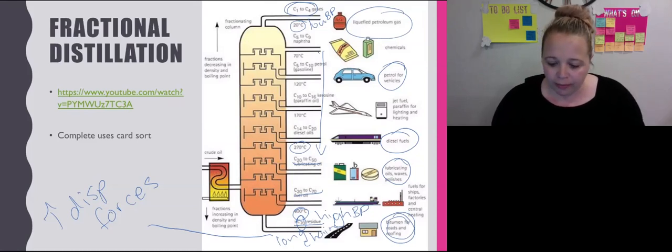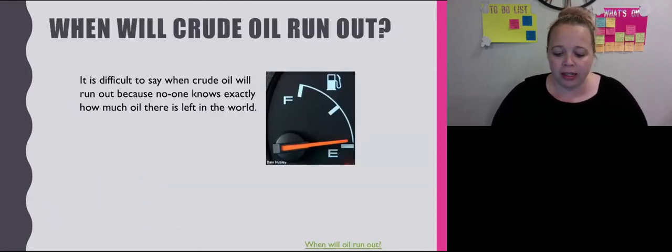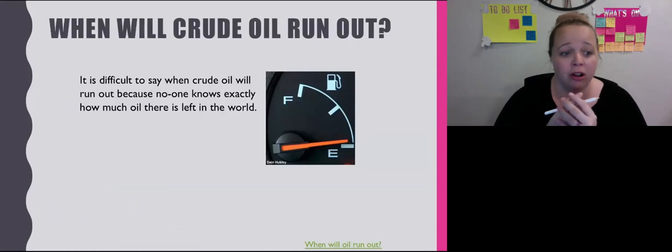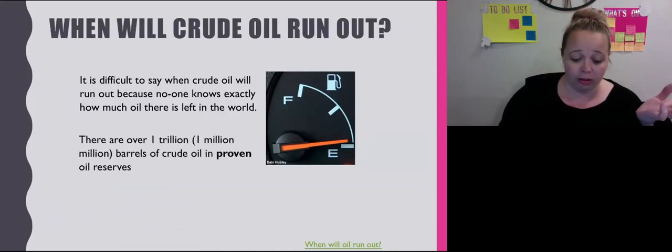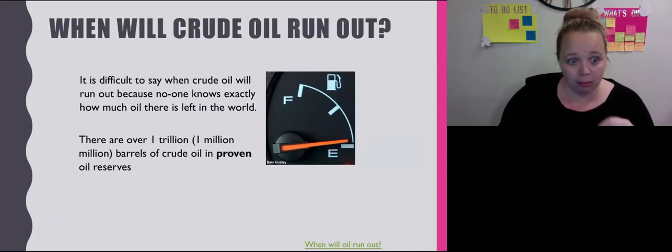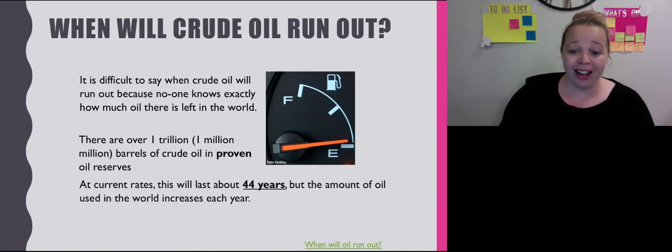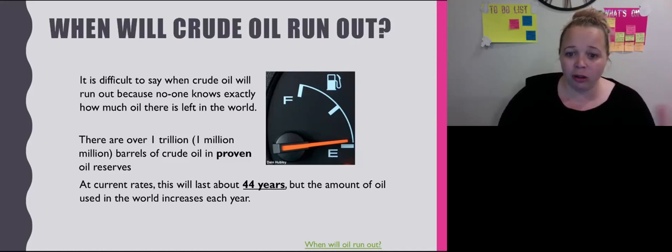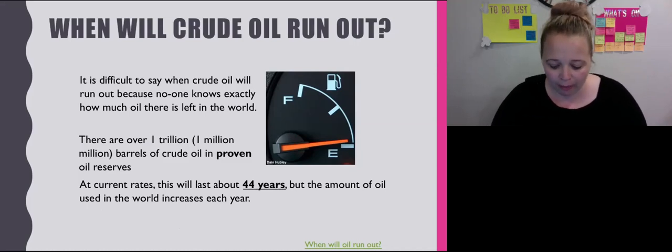So there's a big debate about when crude oil is going to run out, and it's very difficult to know that because we don't know how much oil there is left in the world. We think that there are over 1 trillion barrels of crude oil in what we call our proven oil reserves. But at current rates, it might last us only 40 or 50 years, depending on how much we use. That is a really good concept to think about.